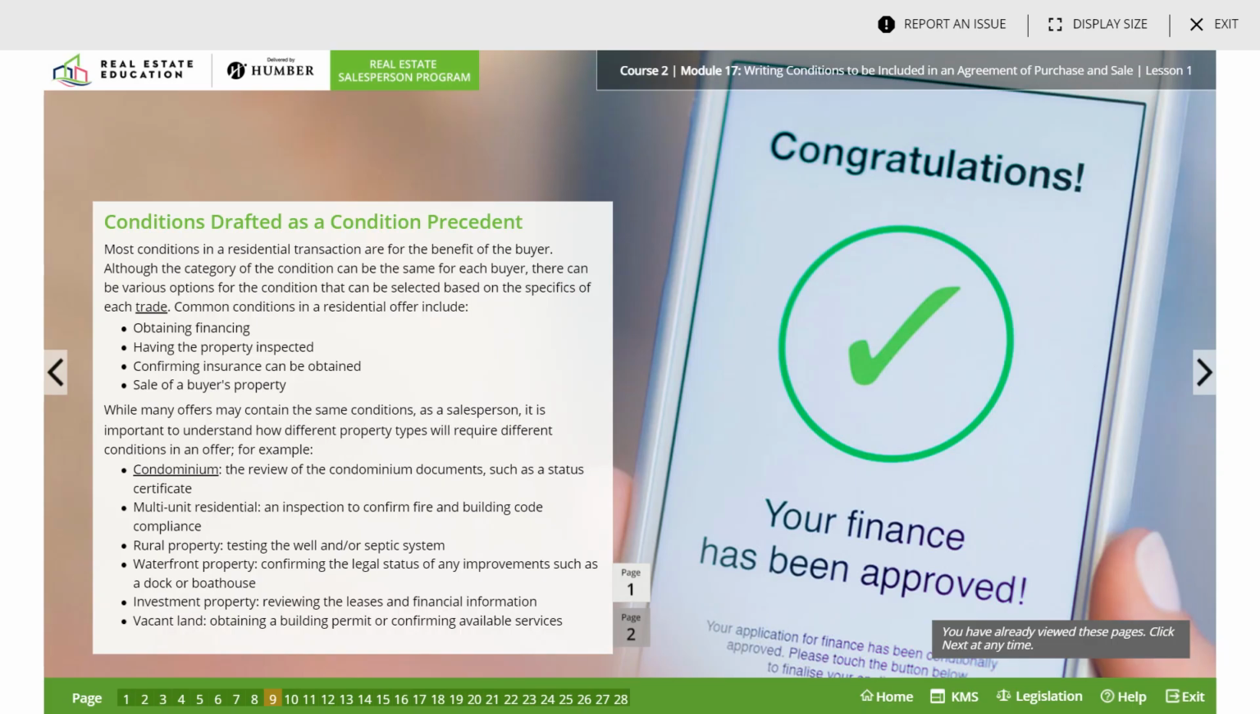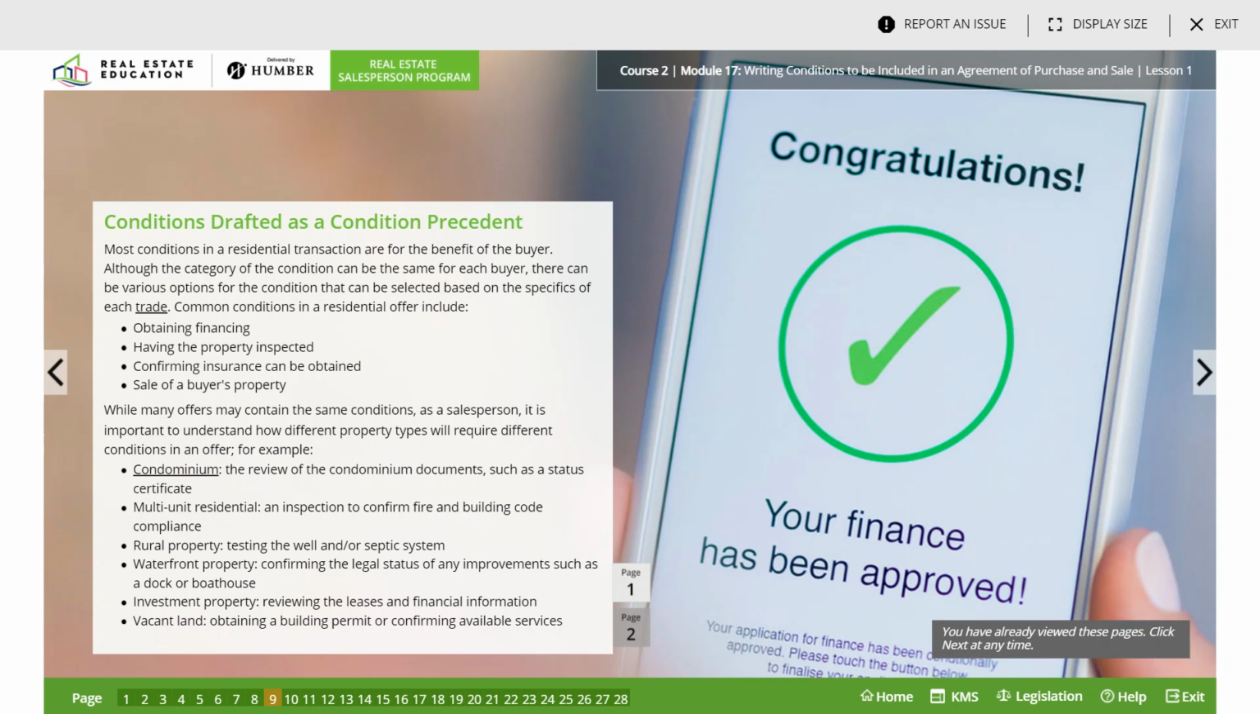Sorry, let me go back. Most conditions in a residential transaction are for the benefit of the buyer, although the category of the condition can be the same for each buyer. There can be various options for the condition that can be selected based on the specifics of each trade. Common conditions in a residential offer include obtaining financing, having the property inspected, confirming insurance can be obtained, and sale of a buyer's property. While many offers may contain the same conditions, as a salesperson, it is important to understand how different property types will require different conditions in an offer.